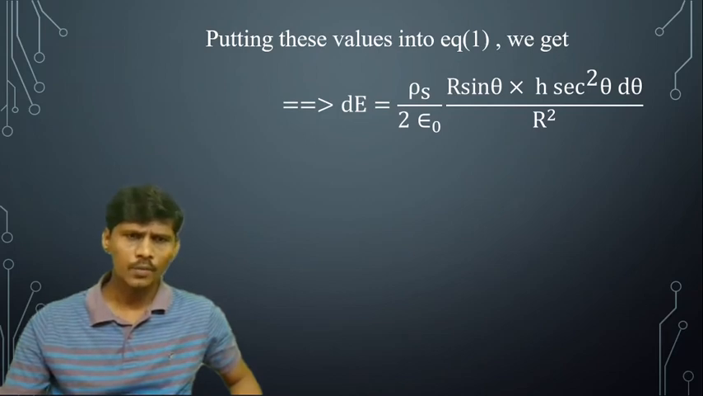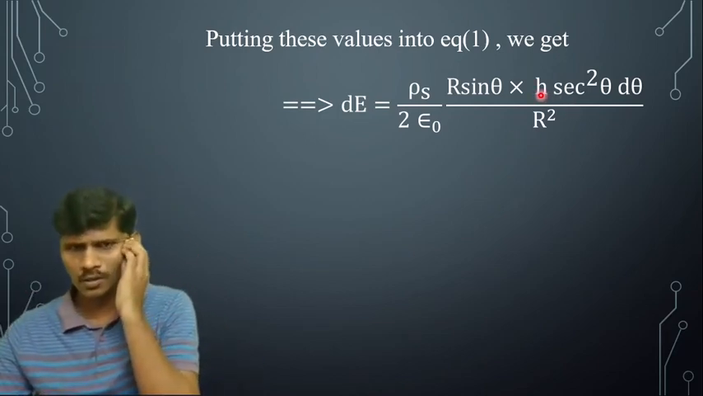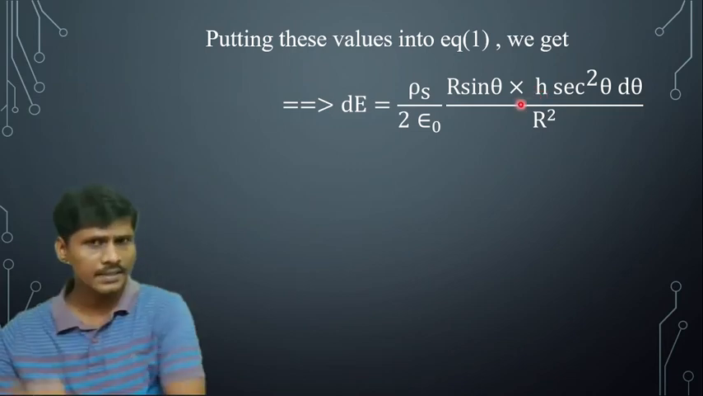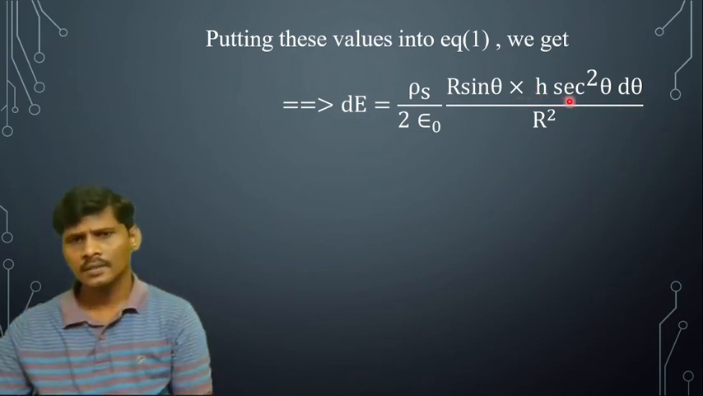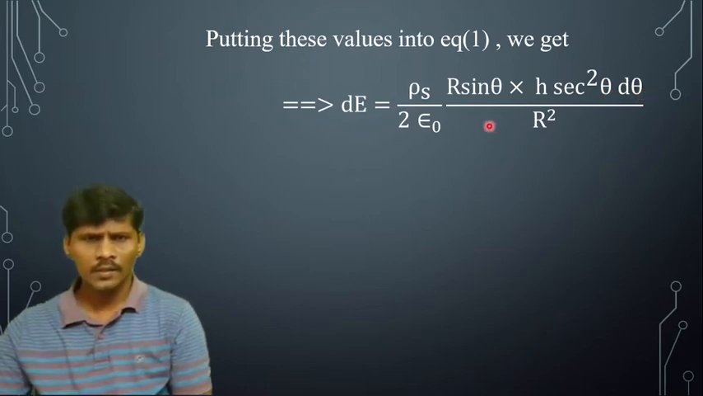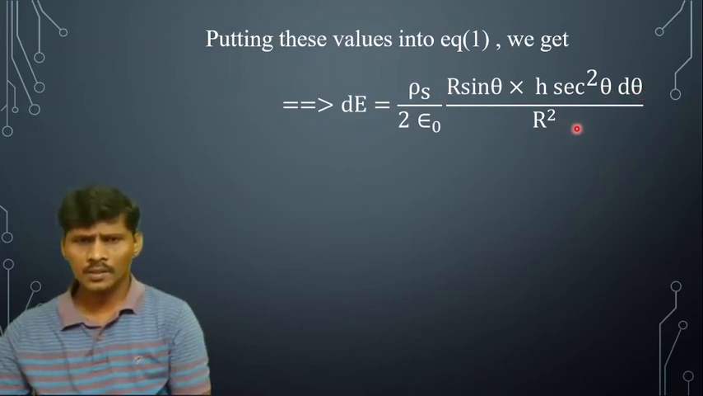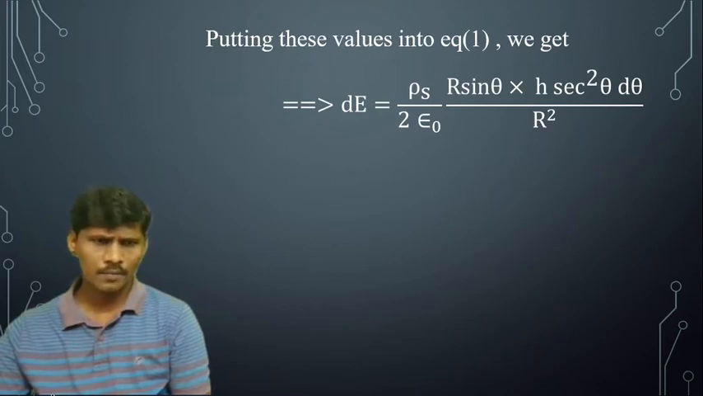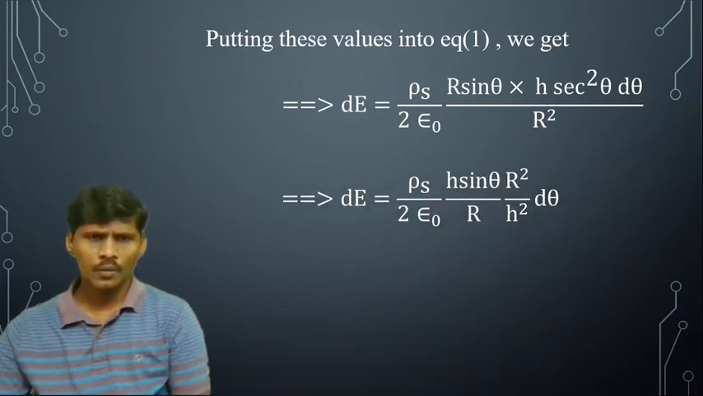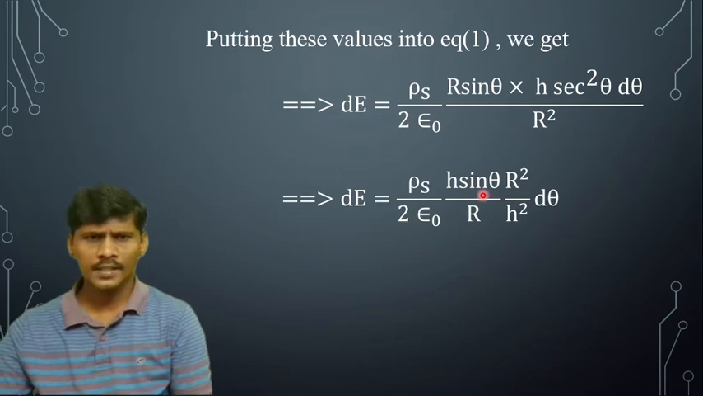dE is equal to rho s by 2 epsilon naught, small r is r sin theta, and dr is h sec²theta d theta by R squared. In the numerator and denominator, one capital R is cancelled, that is equal to rho s by 2 epsilon naught h sin theta by R squared and sec²theta.